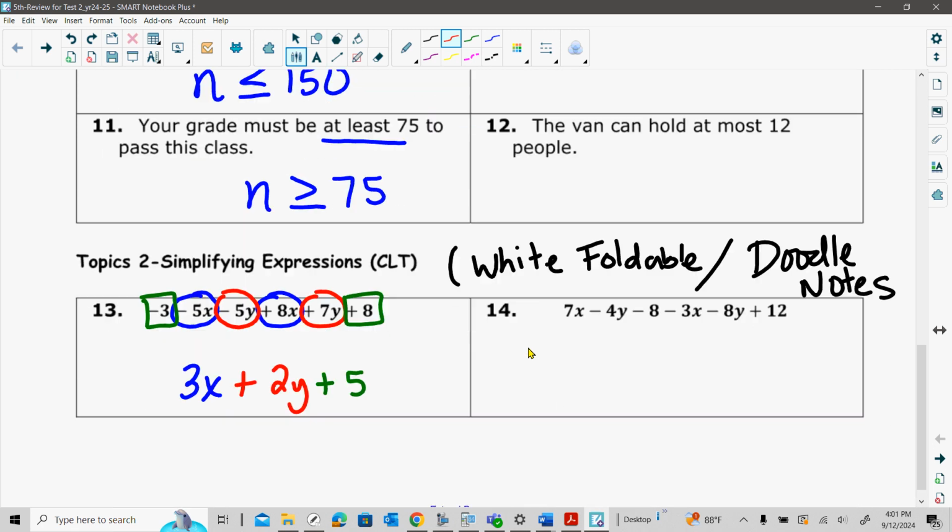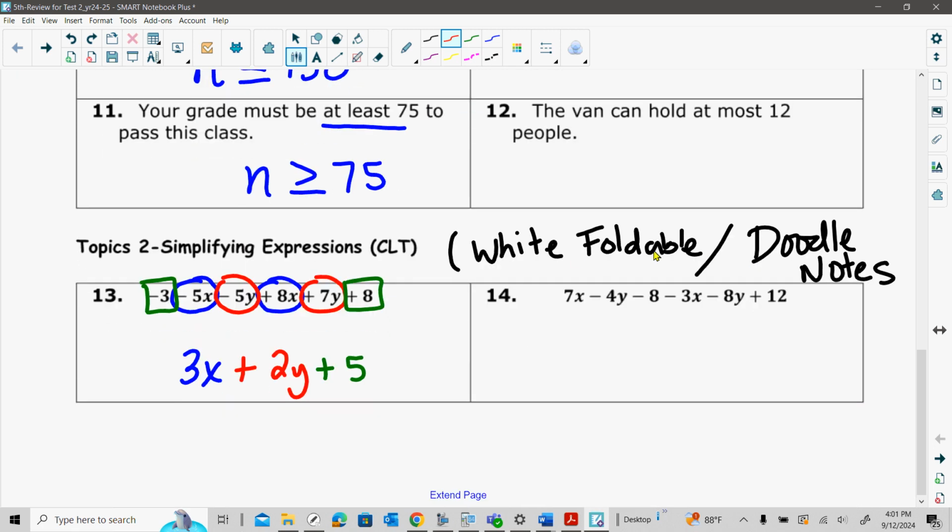So then on topic 2, this is our white foldable and our doodle notes. Here's when we're going to start combining like terms. We want to start with the highest exponent. We have no exponents here. And then we want to use alpha order, so alphabetical order.